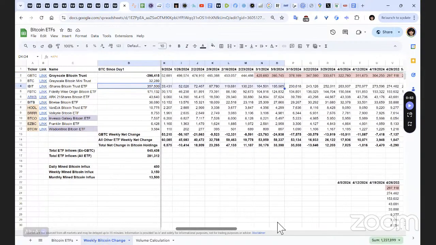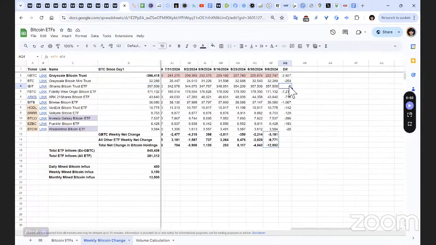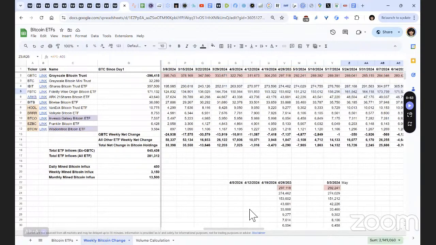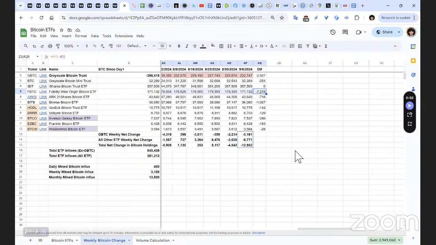BlackRock did not sell any of them. BlackRock sold 0 Bitcoin last week, right? All the Bitcoin sales came from all the other ETFs combined, 12,950 Bitcoin, okay? BlackRock is not selling their Bitcoin. It was mostly Fidelity. Mostly Bitcoiners are selling their Bitcoin. The Wall Street guys are holding on to them. Interesting. I find this very, very interesting.